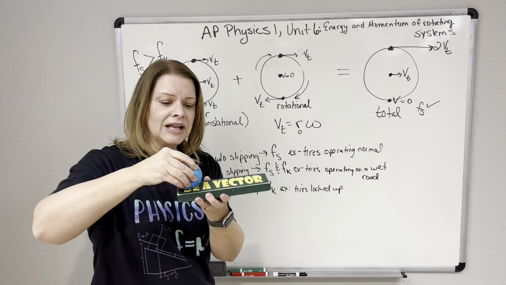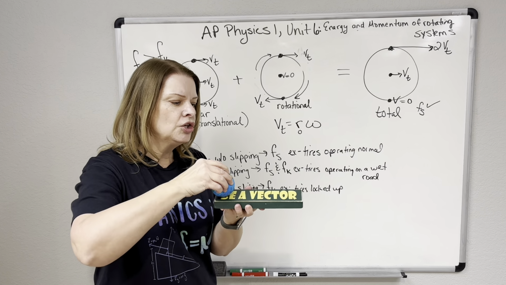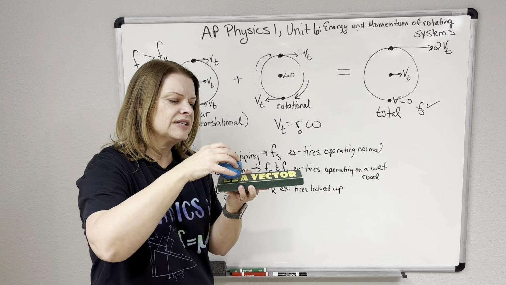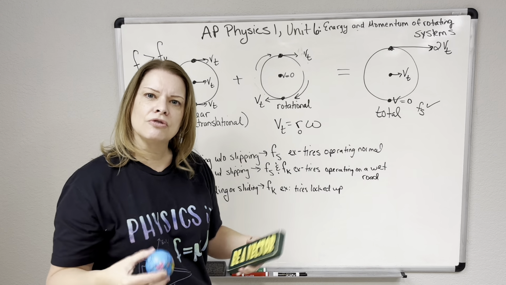Okay, you start sliding, that's kinetic friction, a weaker friction. It will take you a much larger distance to stop. Whereas if you have static friction, you can stop in a shorter distance because that's a stronger friction.